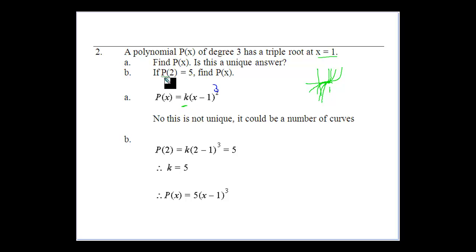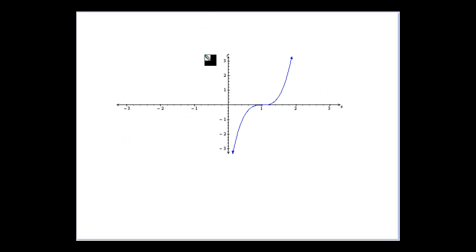So given that when x is equal to 2, y is 5, we can find k. We need a certain situation to find the polynomial that goes through that point. So k times (2 minus 1) all cubed equals 5. k would be 5, and that would be our polynomial there. And that's what it would look like there.